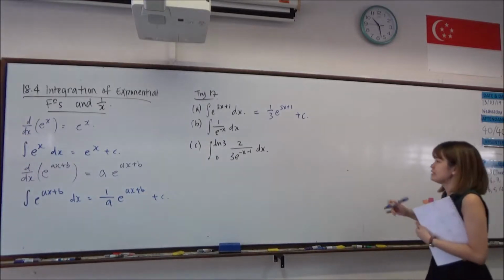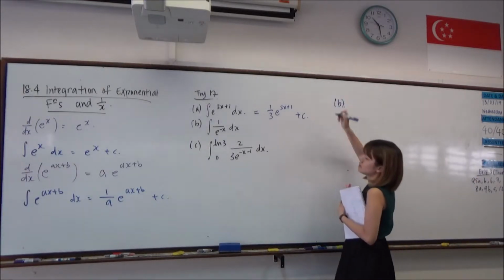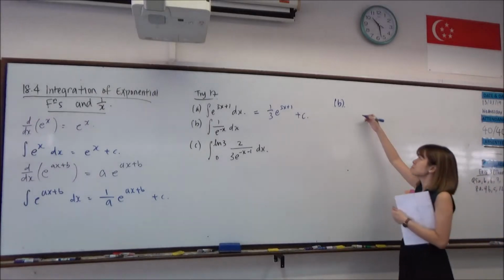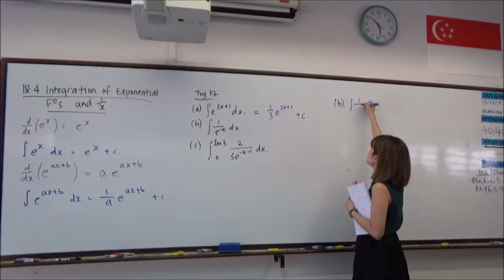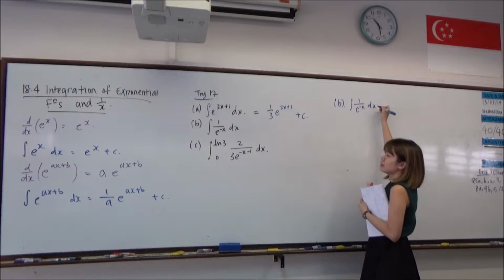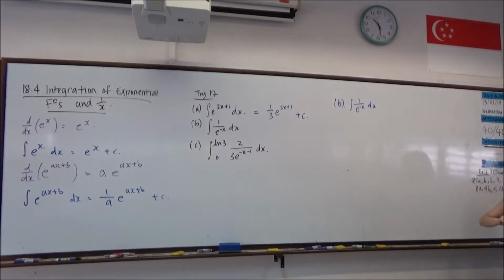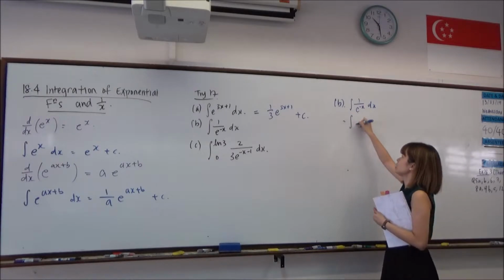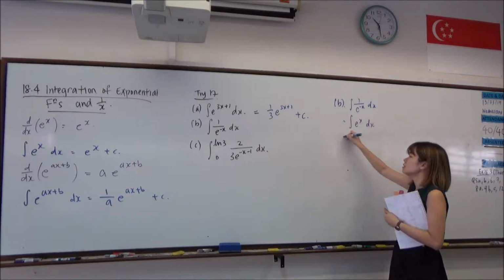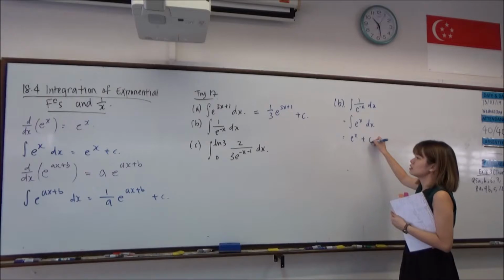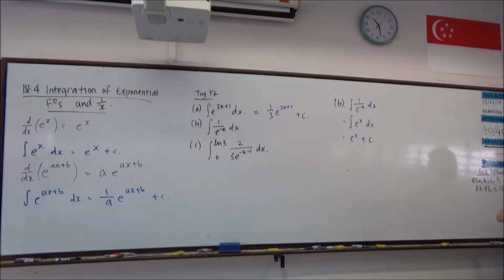Now what about part B? Let me just write my answer. E to the power of x. We are looking at 1 over e to the power negative x. So that actually translates to integrating e to the power of x. So therefore, we are going to be getting e to the power of x plus c.